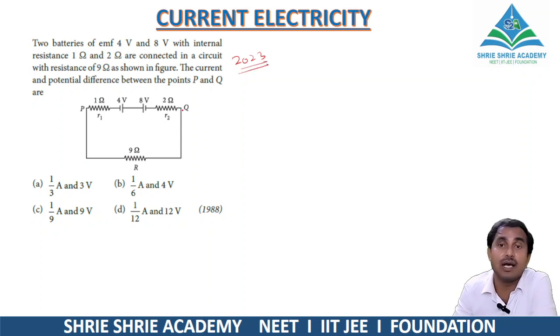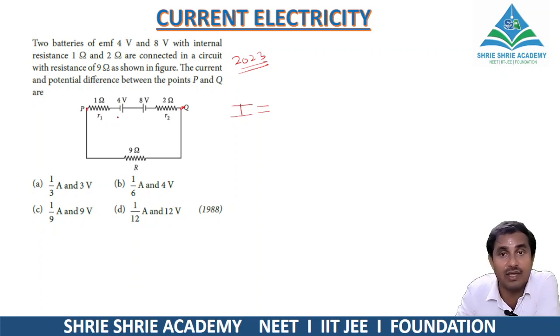Okay, now here he is asking for the current and potential difference between the points P and Q. So, good question. First of all, you have to find out the current. Current is equal to effective voltage. Effective voltage: here you see these two batteries are there, one is 4 volt, one is 8 volt. But they are not connected rightly. They are wrongly connected, because positive and positive are connected together.